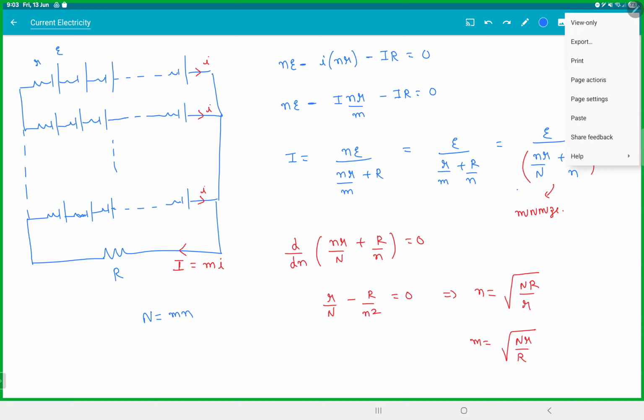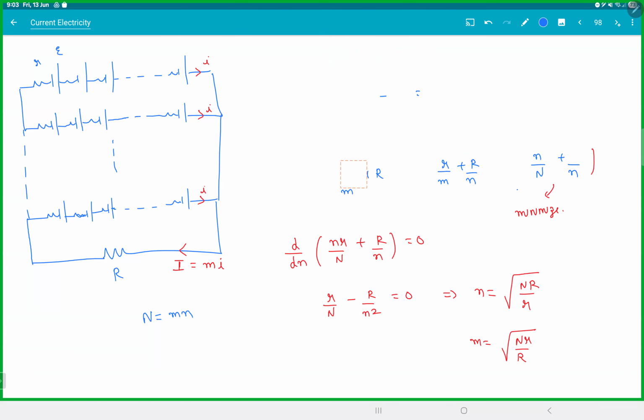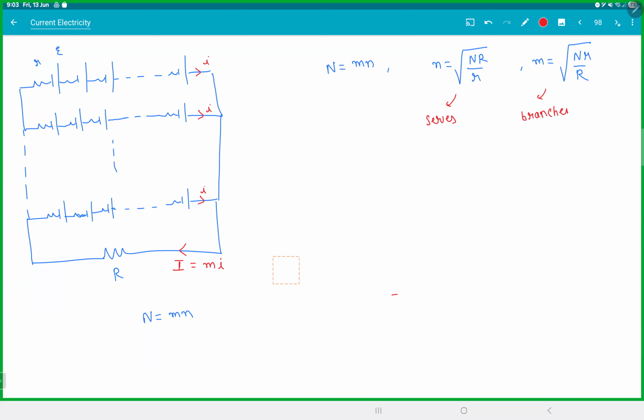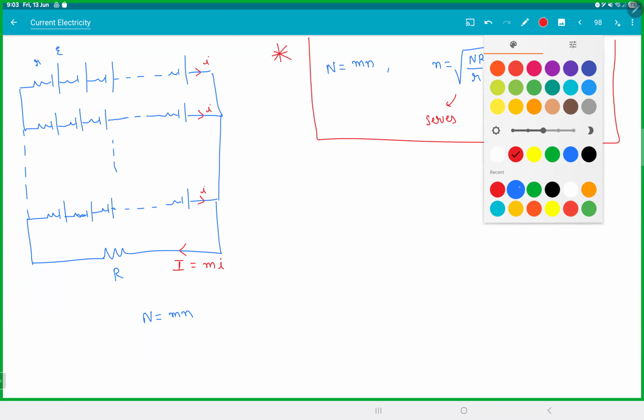So if I just put it down properly in a more usable form, you need to remember this result. For maximum current, small n must be root over N capital R by small r, where N is m into n. Small m is root over N small r by capital R. This is the number of batteries in series, and this is the number of parallel branches. Definitely remember the results. Save your time in the exam, or else you have to derive it again.